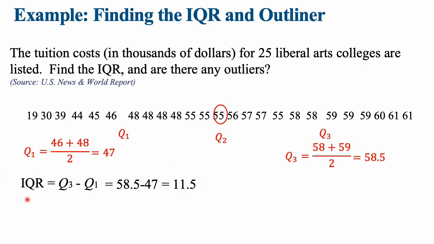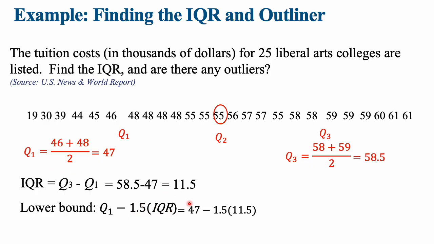That's the interquartile range. After finding the interquartile range, we're going to find the lower bound. Lower bound is Q1, the first quartile, minus 1.5 times IQR. Q1 is 47 minus 1.5 times the interquartile range, 11.5. Do this one first, guys, okay? You're going to have 47 minus 17.25 because multiplication comes first. Then you find the lower bound is 29.75. Now you need to find the upper bound.